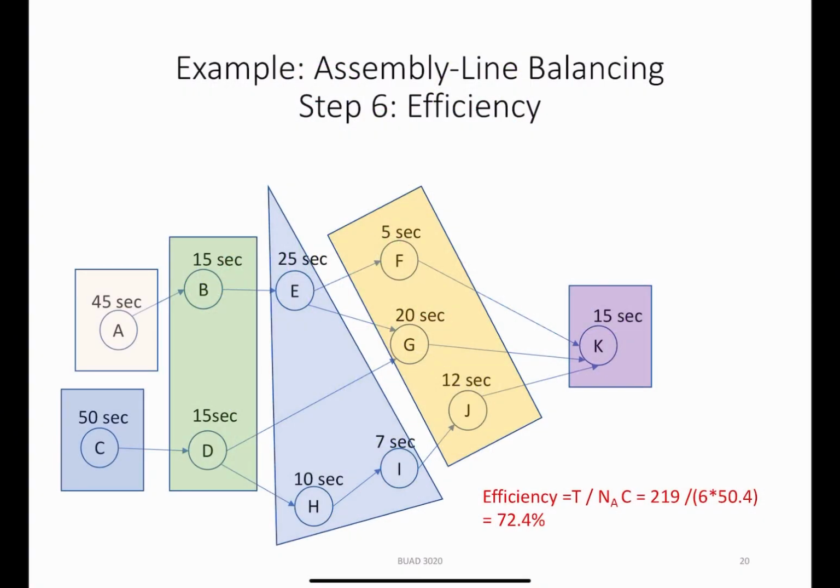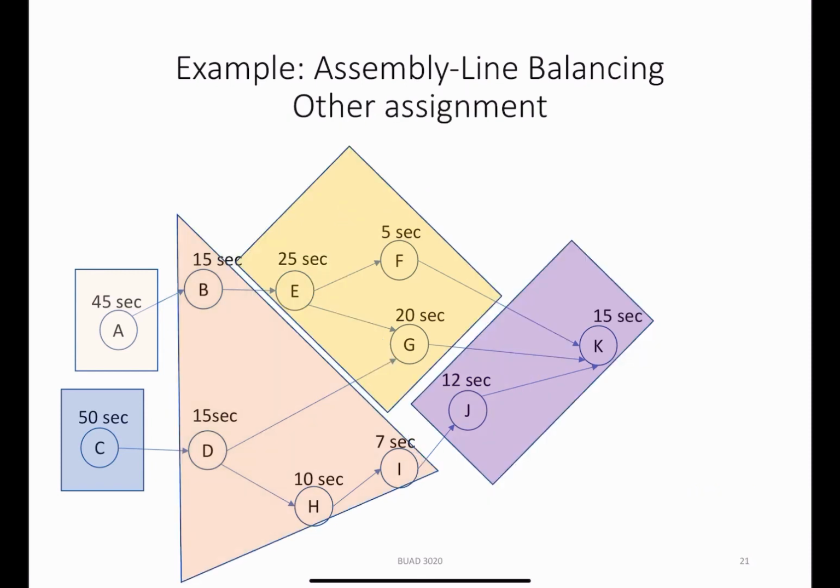So as shown in the previous video, we need to have 7 stations in order to balance the assembly line, and the efficiency is 72.4%. But let me show you a different example. Suppose we can change the assignment rule. We actually will be able to balance the assembly line with only 5 stations as shown in these pictures. And the efficiency in this picture will be 86.9%.